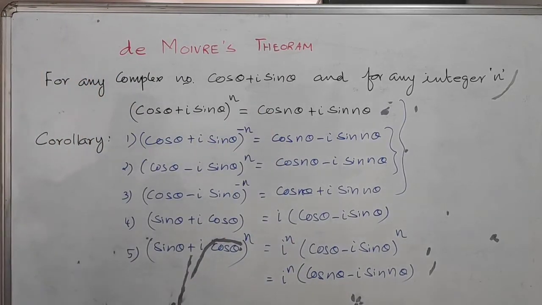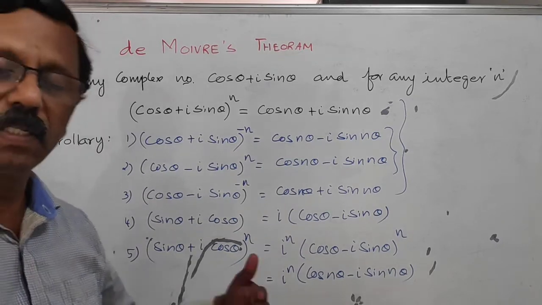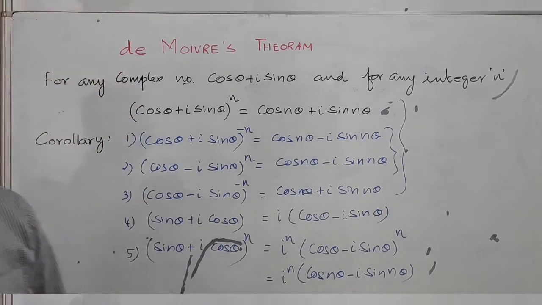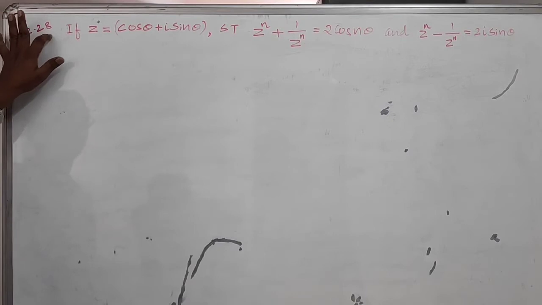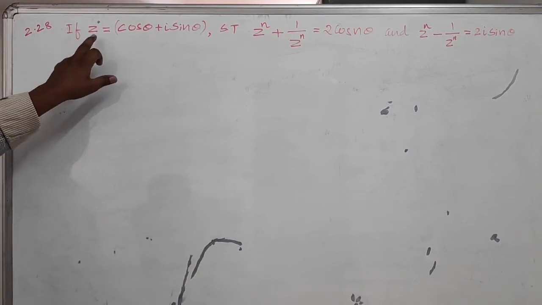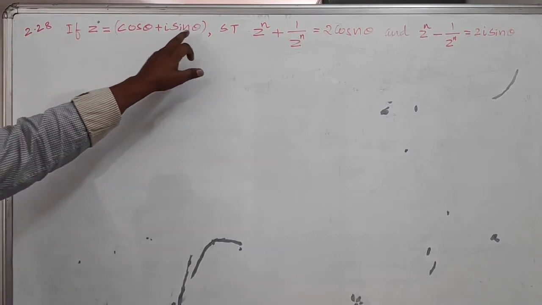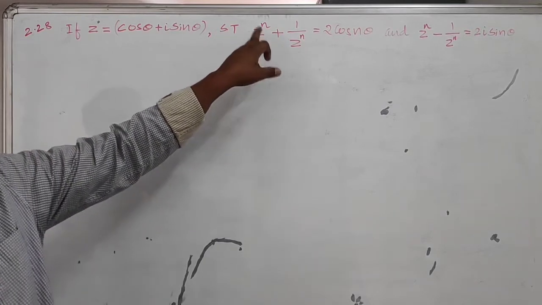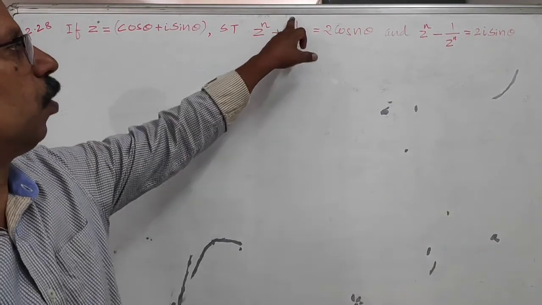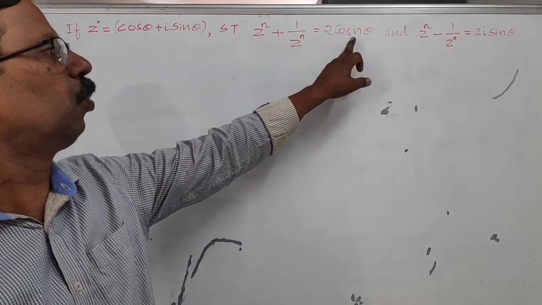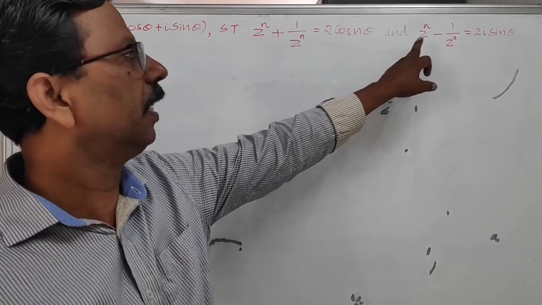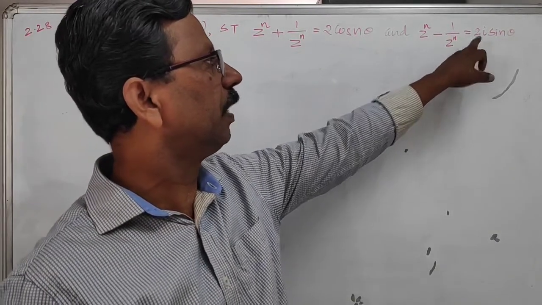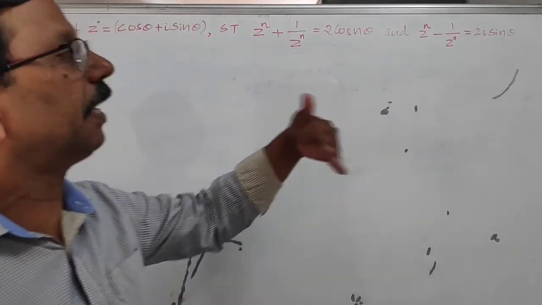If you know this concept, you can easily prove some results in complex numbers. We will see example 2.28. If z is equal to cos theta plus i sin theta, then show that z power n plus 1 by z power n is equal to 2 cos n theta, and z power n minus 1 by z power n is equal to 2i sin n theta.